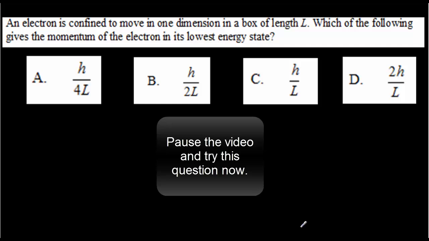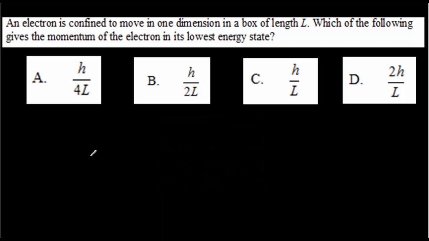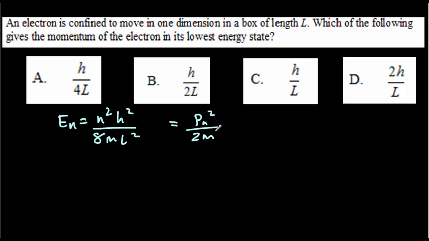Another electron in a box question. Pause the video, try the question yourself, come back for the answer. So hopefully you started by recalling the energy level formula. E_n equals n squared h squared all over 8ml squared. And you realize that that energy is kinetic energy. So we can write kinetic energy in terms of momentum. It's going to equal p_n squared divided by 2m.